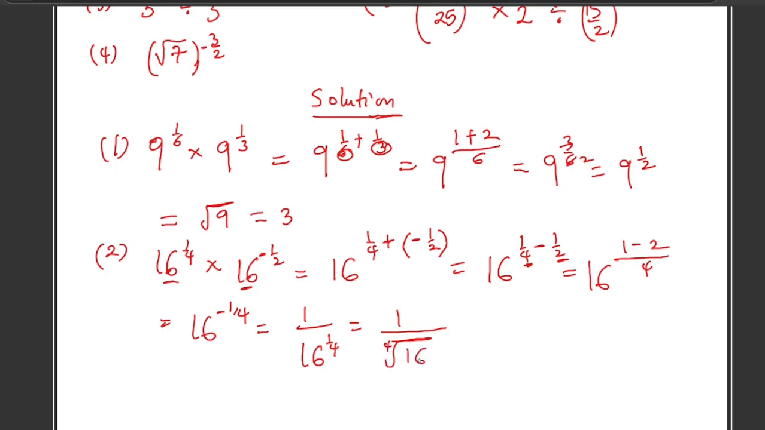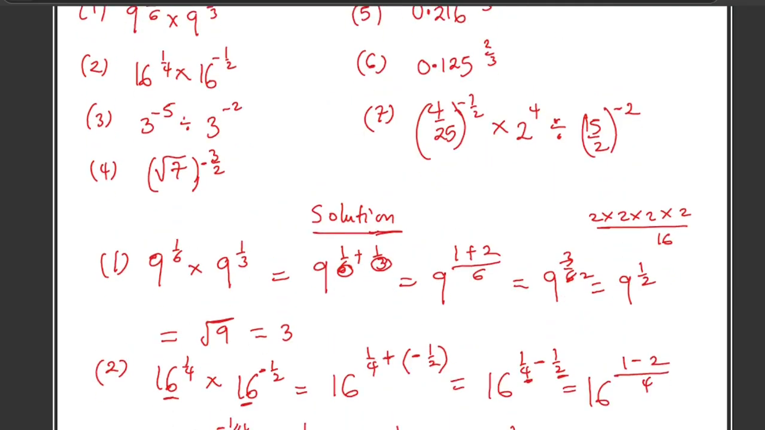As we say, the fractional power simply means the 4th root of 16. So that's 1 over the 4th root of 16, which means what number will you multiply by itself 4 times to give 16? That's 2. 2 times 2 times 2 times 2 is 16. So the 4th root of 16 is 2, and the answer is 1 over 2.